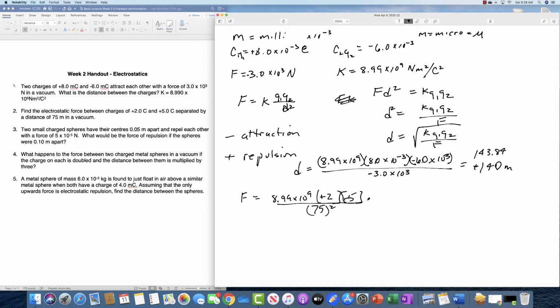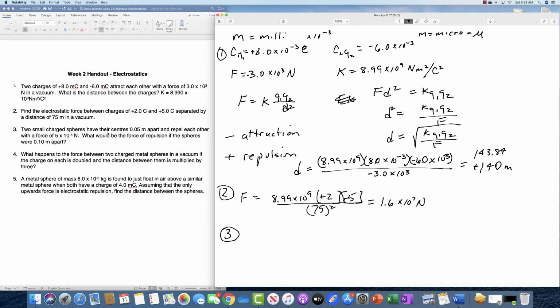To two significant figures, this is going to equal 1.6 times 10 to the 7th newtons. So that's number 2. Number 2 is quite a bit easier than number 1 because you didn't have to do all this here. But once you do this once, you can use it to do the other ones here. Number 3.